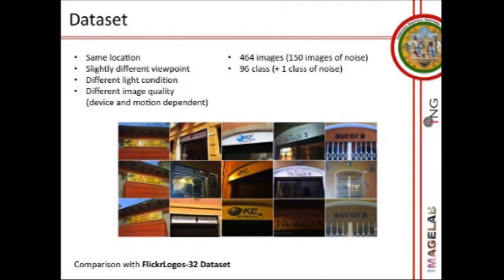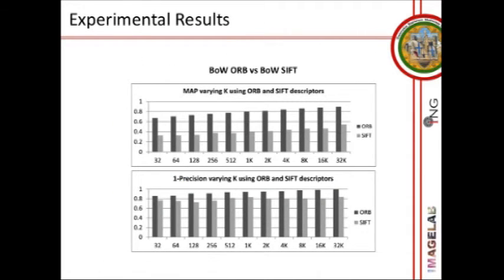We developed a data set to do this. You can see there are some shops with slightly different points of view, different lighting conditions, blur, and so on. Basically, we see that the approach using ORB, that is a binary feature, performs better than SIFT, that is a robust, well-known feature. So the choice of binary feature is both accurate and very fast. You can see the comparison here, basically.